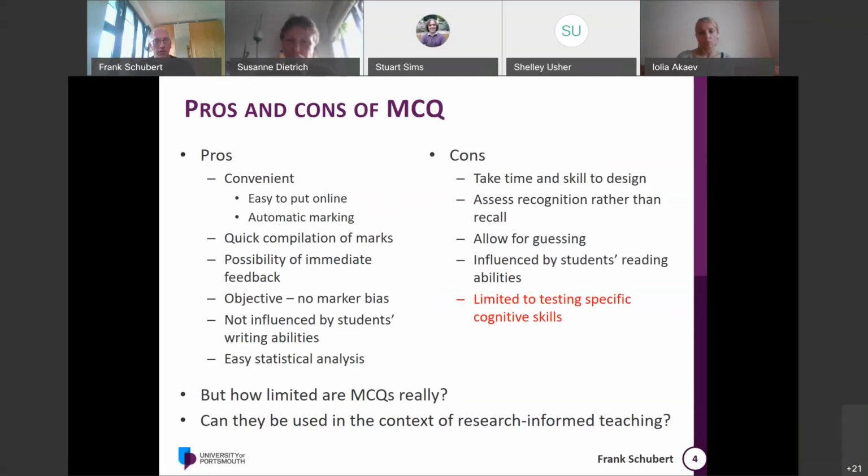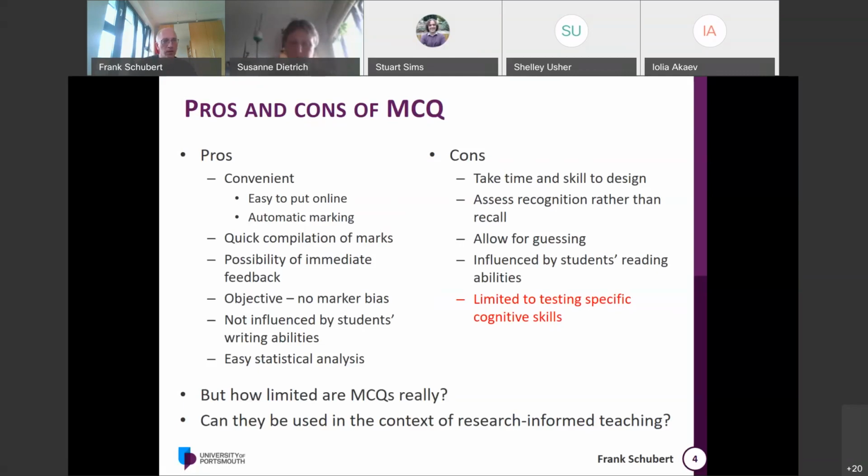There is, of course, the potential for guessing. That's where the design becomes again important. And even though it's not influenced by the students' writing abilities, it is strongly influenced by the students' ability to read and comprehend what they are reading. Now, one of the points that is always raised is this limit to testing specific cognitive skills. And this is one of the kind of myths that we would like to debunk in the session today. So really it's a question, how limited are MCQs? And can they actually be used effectively in the context of research-informed teaching, in particular also at level 5 and level 6?